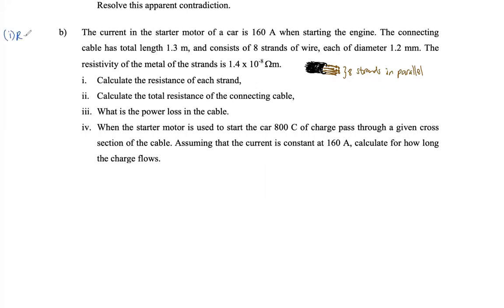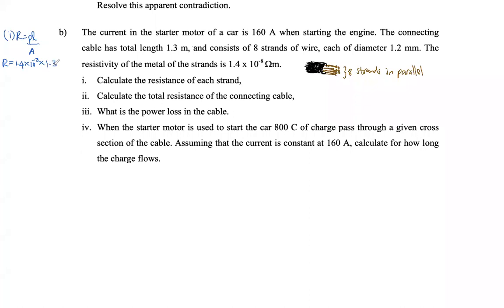R equals rho L over A. So resistance R equals rho. Rho is the resistivity, 1.4 into 10 to the power minus 8, into length. Length is 1.3 meters, no?